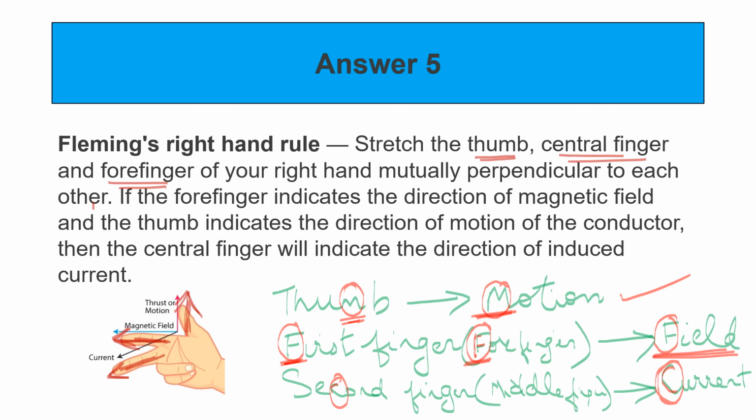And this Fleming's right hand rule is used to find out the direction of the induced current. The induced current direction is represented by the middle finger or the second finger. In this way, you can easily remember Fleming's right hand rule.